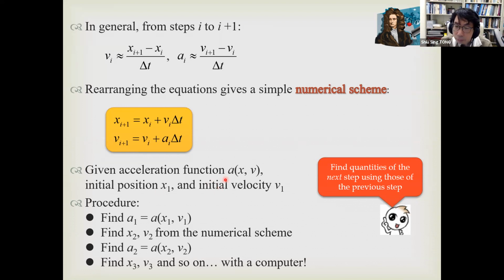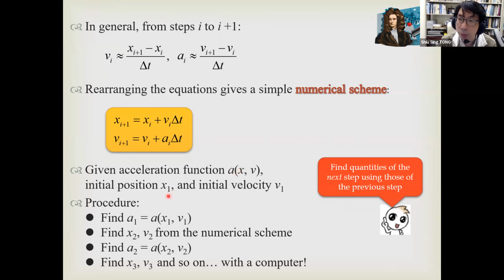Now, in doing this calculation, we are given the acceleration function. We know that a is a function of x and v. This is given by the force law. If it's a spring or is subject to air resistance, then we have a known function of the force in terms of the position and the velocity. And divided by m, we find the acceleration. So we know this function.